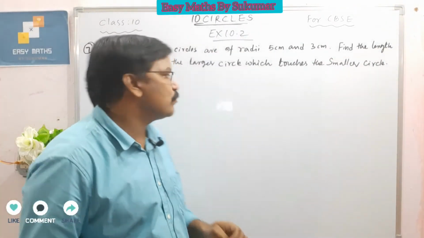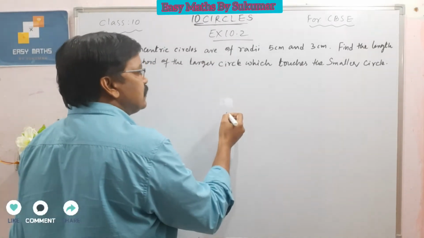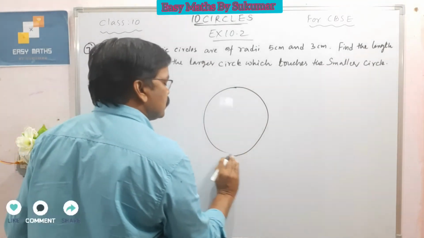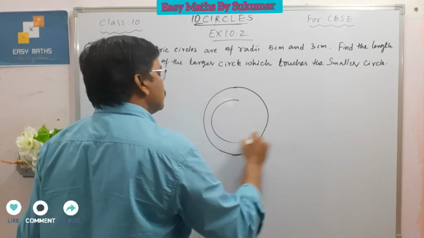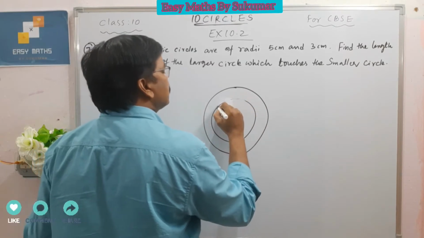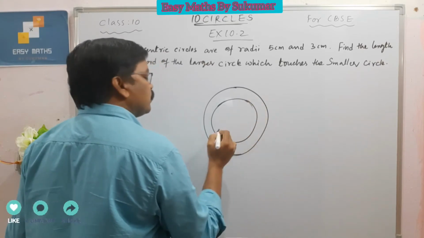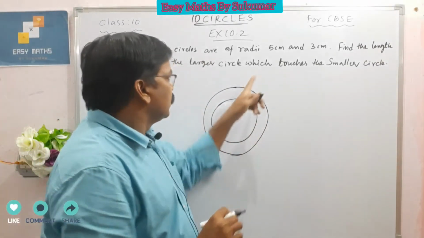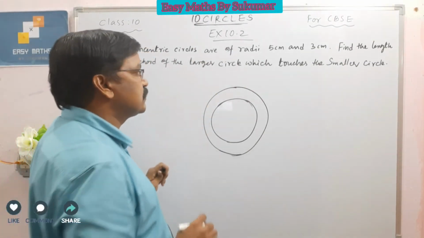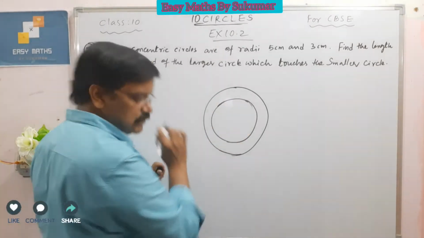Seventh question in this exercise 10.2. Look, two concentric circles are of radii 5 centimeters and 3 centimeters. There are two concentric circles. One has a radius of 5 centimeters and the other has a radius of 3 centimeters. They are like ripples in a water tank or pond. Find the length of the chord of the larger circle which touches the smaller circle.